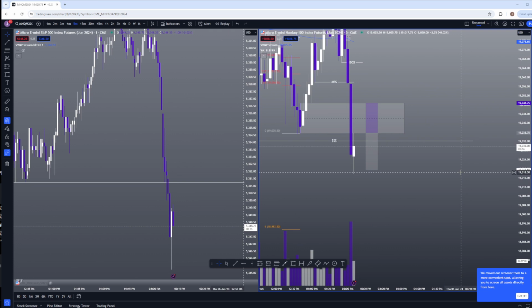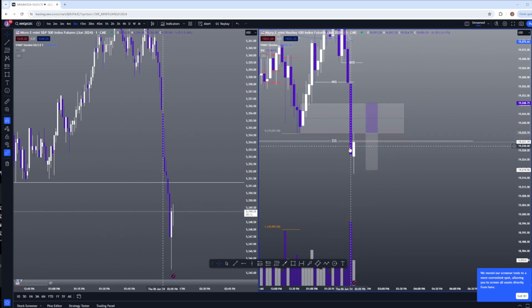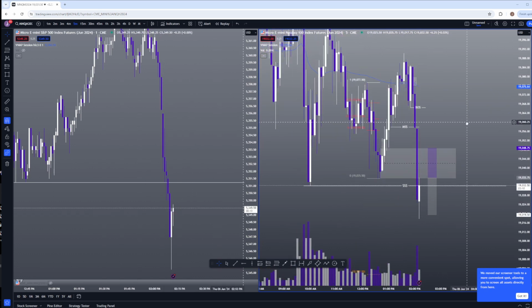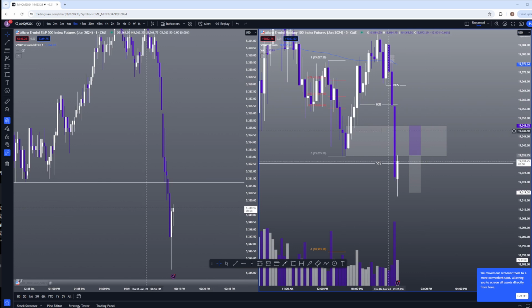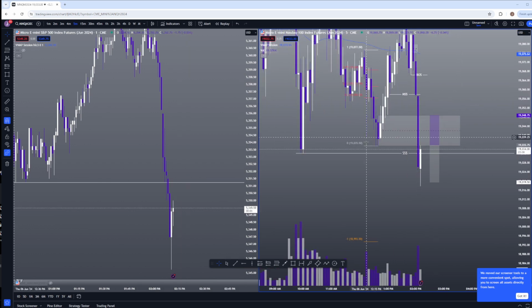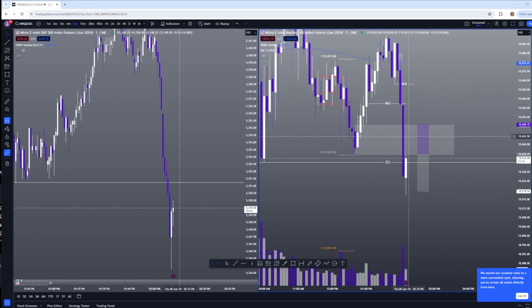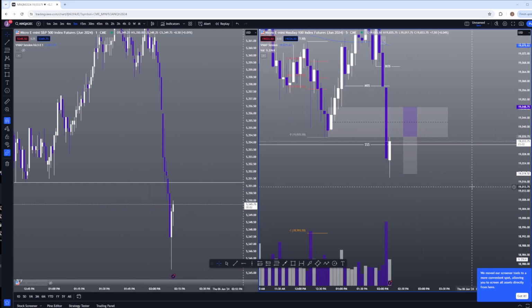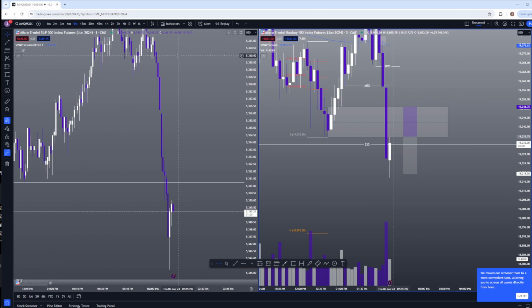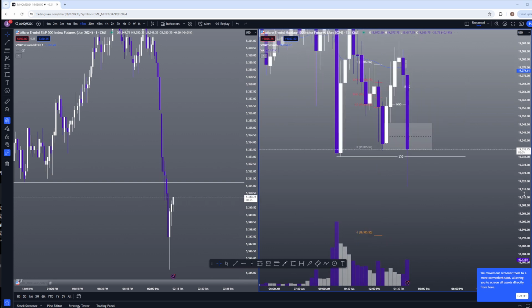Another nice setup that we could see is if this 5-minute creates an order block, a 5-minute order block with the fair value gap above, this would be that 5-minute bearish unicorn model with displacement. We could still find a good entry here. Just want to be careful of this 15-minute.